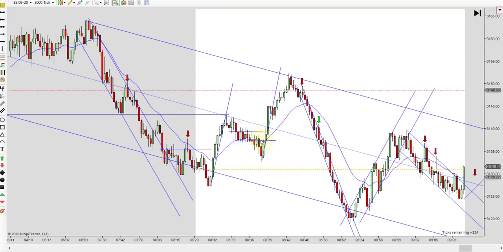And some of you are just so eager to enter a trade. You see a second entry on an EMA, you're taking it. Don't be so eager. Wait on better setups than that.